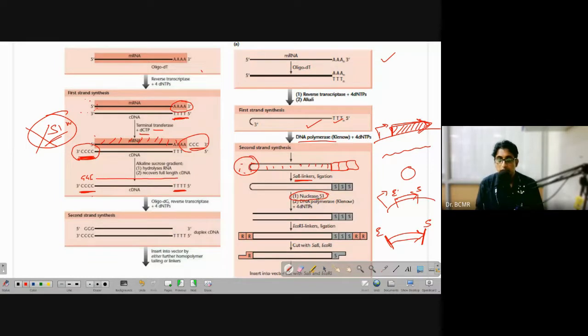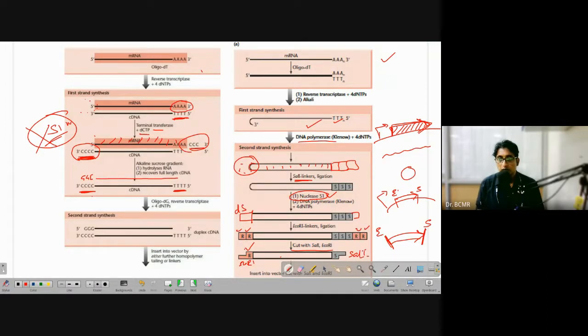And then we are treating with S1 nuclease. So we now have double-stranded DNA to which we can add the EcoR1 linkers, which could get added on both sides, as polymers of them. And then we are going to cut it with Sal1 and EcoR1. We will get a fragment which on one side has an EcoR1 site and on the other side has a Sal1 site.